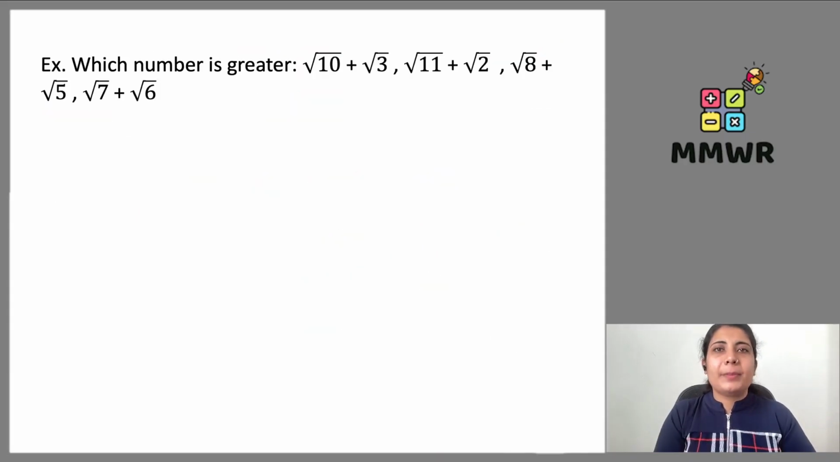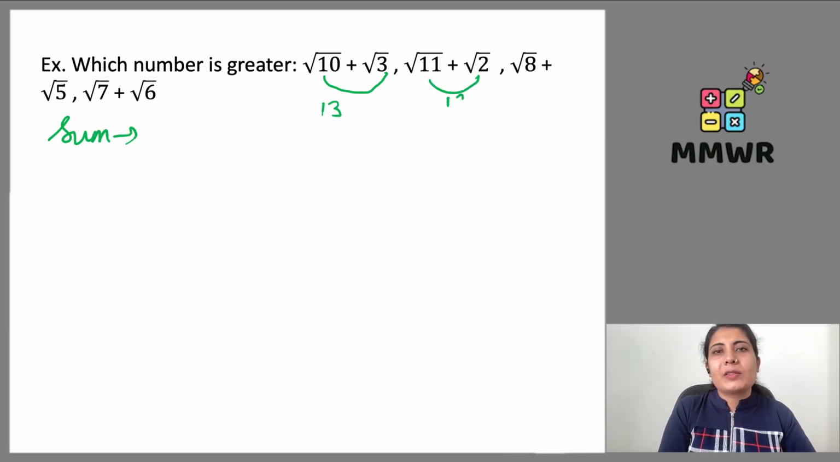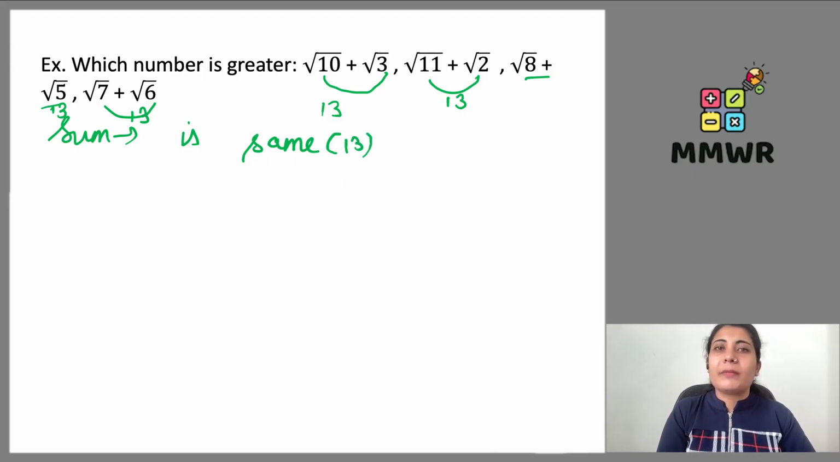Let's take another example. Here we have to find the big number, the greater one. Which number is the greater one among root 10 plus root 3, root 11 plus root 2, root 8 plus root 5, root 7 plus root 6? Okay, so 10 plus 3 gives me 13 here. The sum is 13 everywhere. 11 plus 2 is also 13. Root 8, root 5, that means 8 plus 5 is also 13. 6 plus 7 is also 13. So the sum is the same, 13 everywhere.